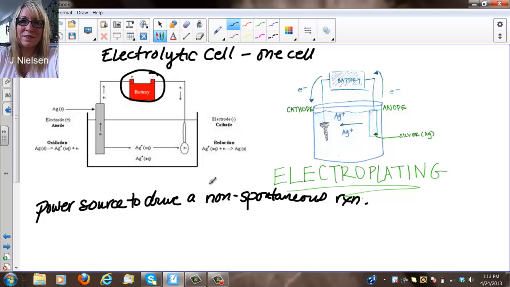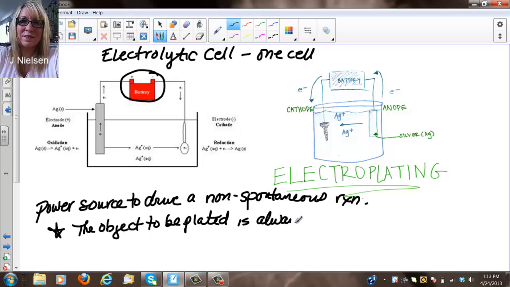So with electroplating, we can take one metal and we can plate it onto another metal. What you have to remember about electroplating, and it's very important, is that the object to be plated is always at the cathode. So you want to add this to your notes somewhere.